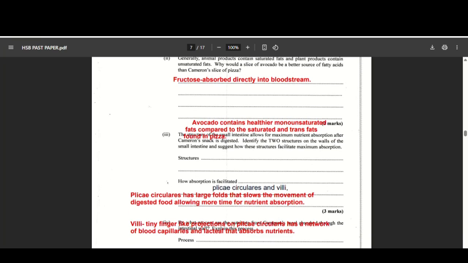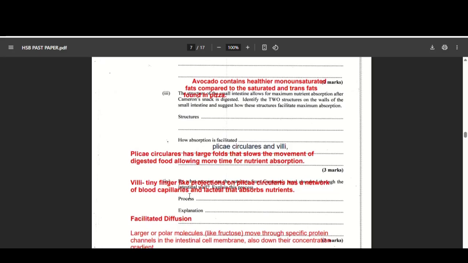So anyway, let's just go to part 3, the structure of the small intestine, maximum nutrient absorption. Identify two structures on the walls of the small intestine and how these structures facilitate maximum absorption. The two structures we're going to look at are the plicae circularis and then the villi. The plicae circularis are basically large wavy folds in the small intestines, right? They slow the movement of digested food, allowing more time for nutrient absorption.